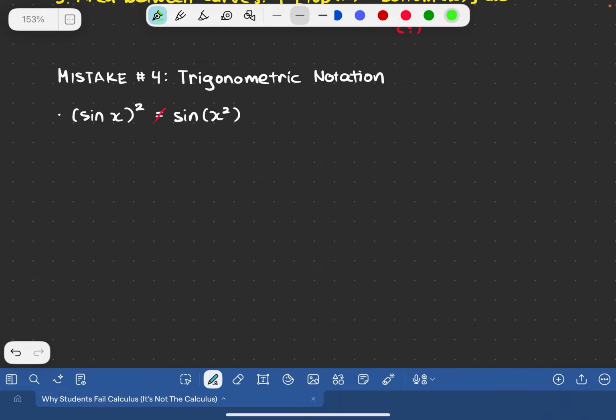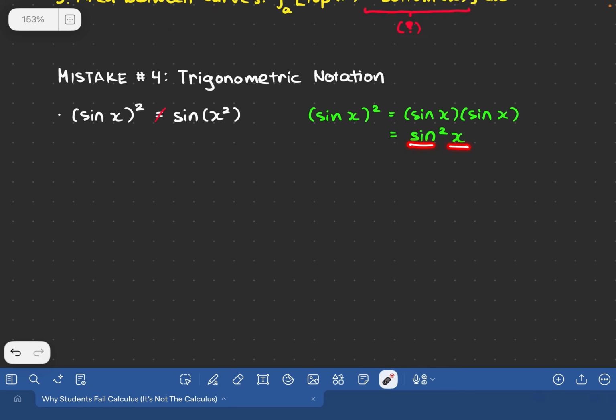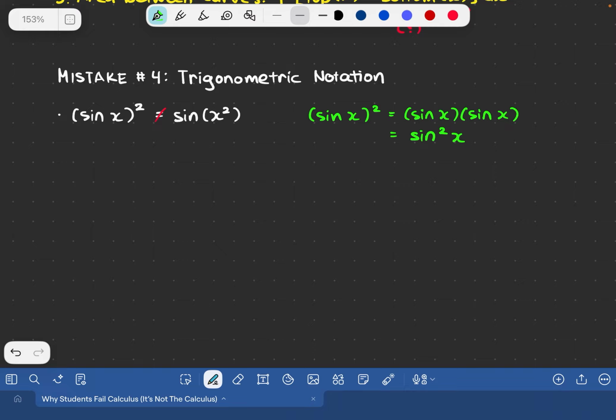The correct way to do this is the following. Let's have here sine squared x. You can view this one as sine of x times sine of x, which would yield us sine squared x. So the one that is squared is sine, not x. So be careful of that one.